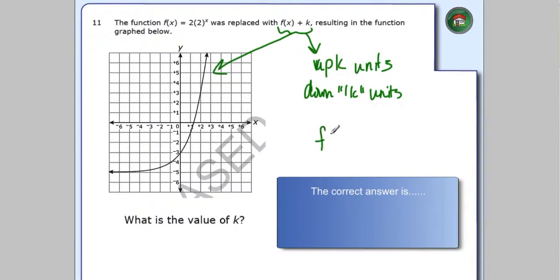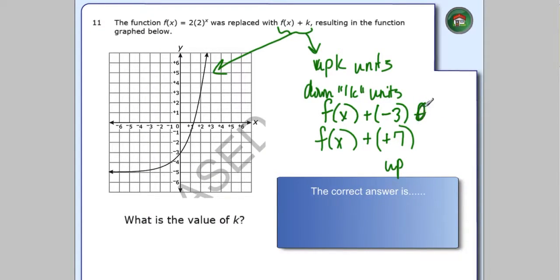So, for example, if it was f of x plus positive 7, then that would go up 7. If it was f of x plus a negative 3, that would go down 3.